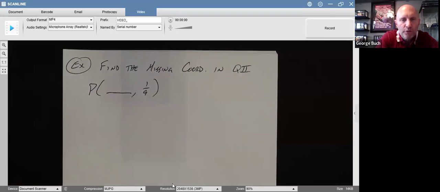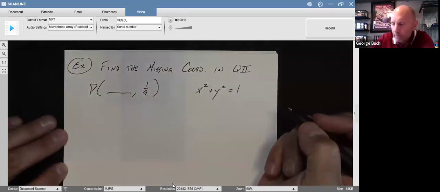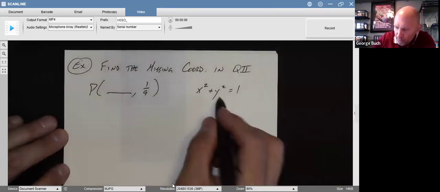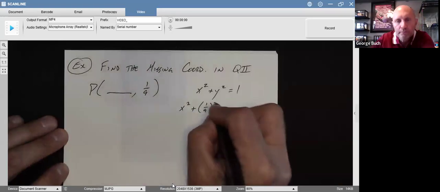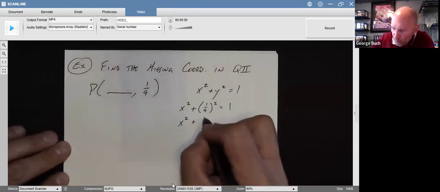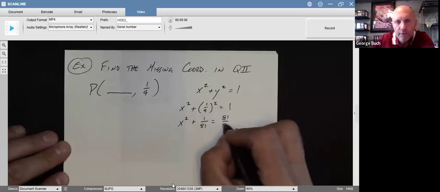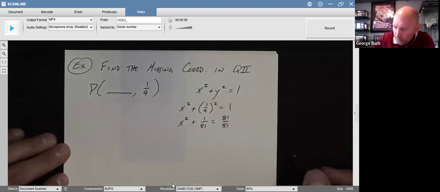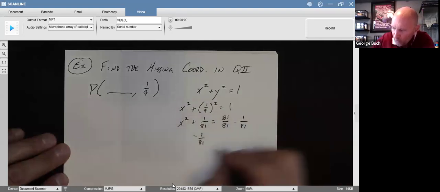Well, what do we know about the unit circle? We know the equation for the unit circle is x squared plus y squared is 1. I know my y is 1/9, so if I put that in here, I get x squared plus (1/9) squared is 1. Now it's a bunch of algebra. This is 1 over 81, and I'm going to change 1 into 81 over 81 because I'm going to need that in a second. So subtract that from both sides, which gives me x squared is equal to 80 over 81.